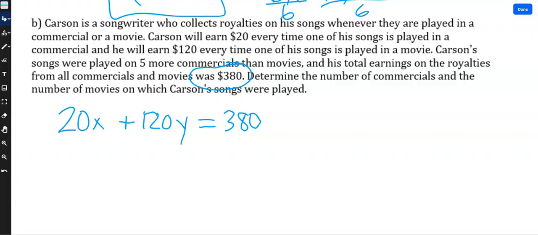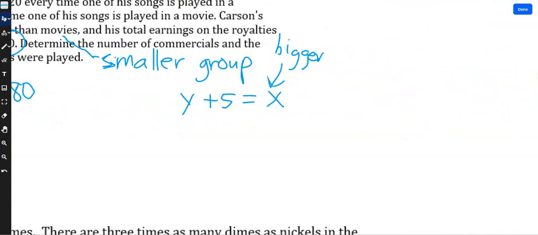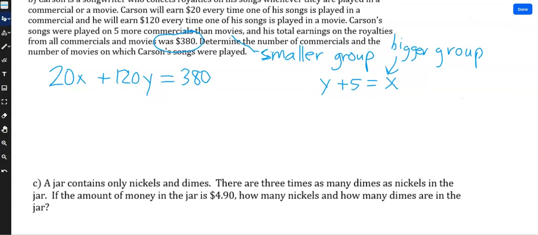Which is the smaller group? The movies is the smaller group. Now, you might say to me, well, why do you care, Mr. Stailey, about the smaller group? Because I need you to realize that we need to do something to the smaller group to get the bigger group. So the smaller group is why we are going to add 5 to get the bigger group. Right? This is my bigger group. Okay.